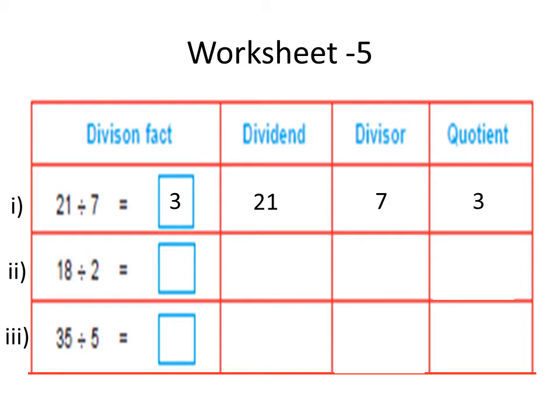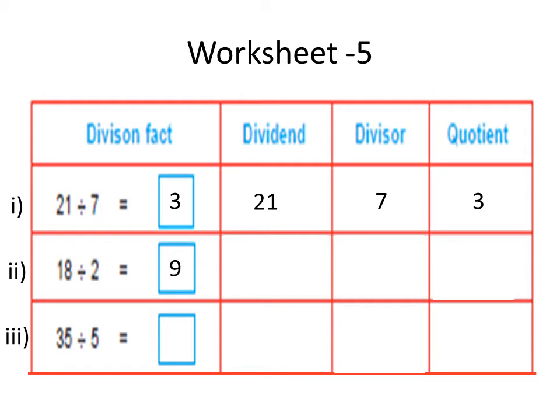Now see second part, 18 divided by 2. Now tell me how many times 2 is 18. For this recite the table of 2 till you reach 18. 2 ones are 2, 2 twos are 4, 2 threes are 6, 2 fours are 8, 2 fives are 10, 2 sixes are 12, 2 sevens are 14, 2 eights are 16, 2 nines are 18.